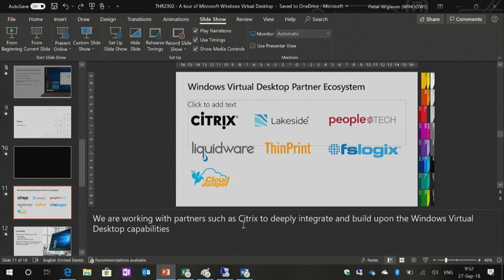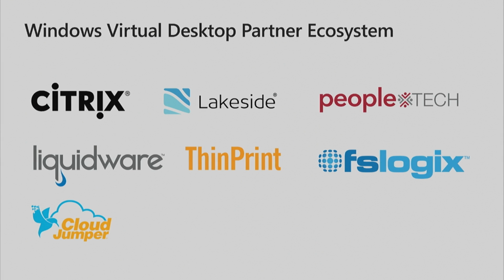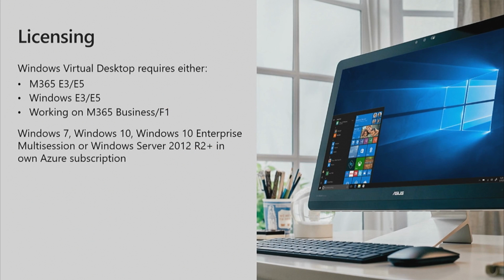So let me quickly check which slide is next. Also good news is the licensing. So what kind of licensing do you require? In order to use Windows Virtual Desktop, you need either M365 E3 or E5, Windows E3 or E5, and we're working on getting it as part of M365 Business and F1 as well.